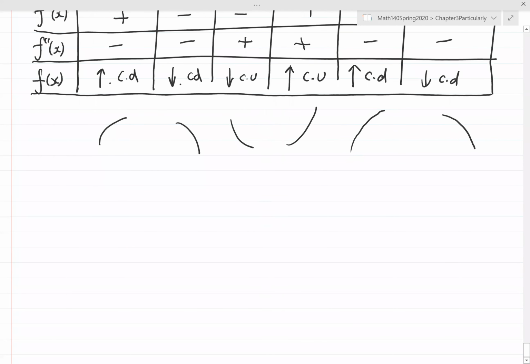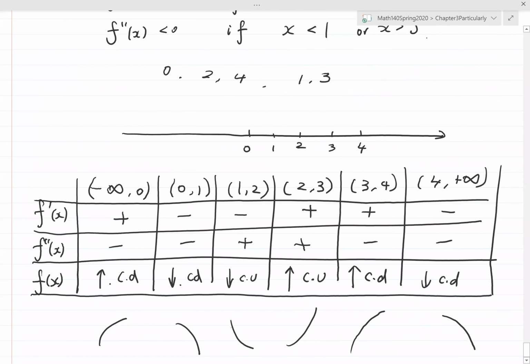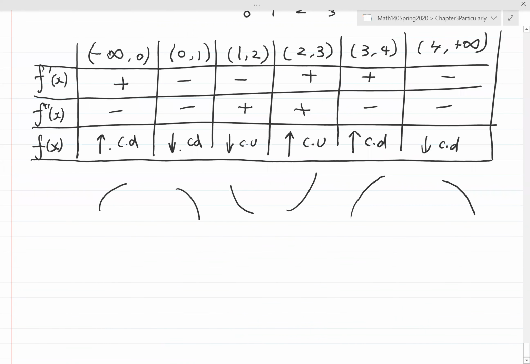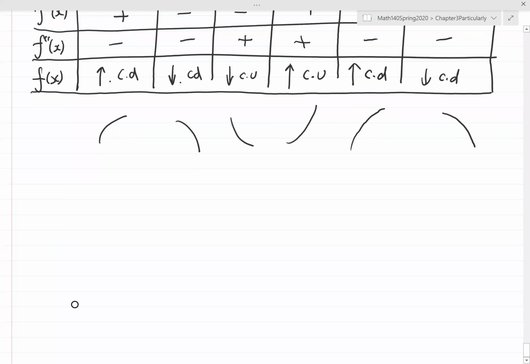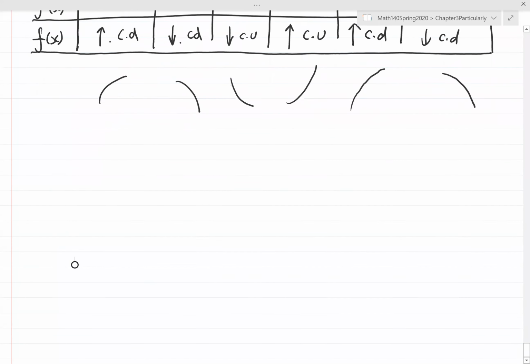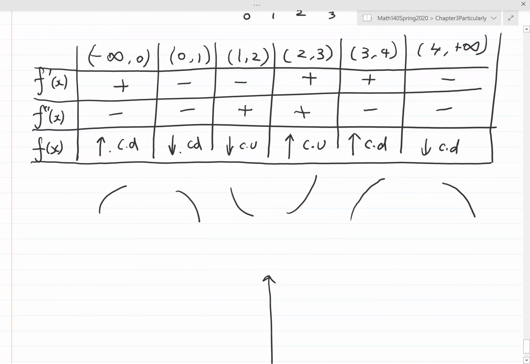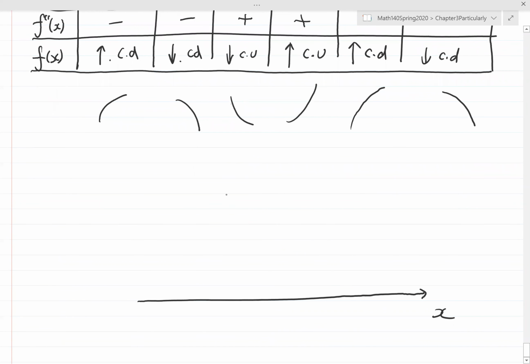Then we combine all the pieces of information together. Remember, we have another condition which says the derivative vanishes at 2 and 4. Derivative vanishes tells us we have a horizontal tangent line, so we take a little care of that. And then we plot the graph. This is the x-axis, this is y. The number line has 0, 1, 2, 3, 4, and everything is positive numbers, so we try to give more space to positive numbers.